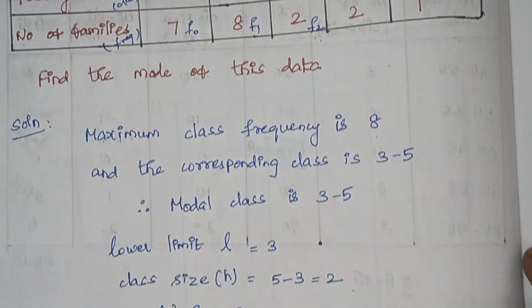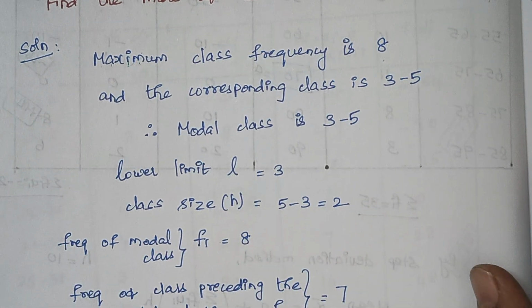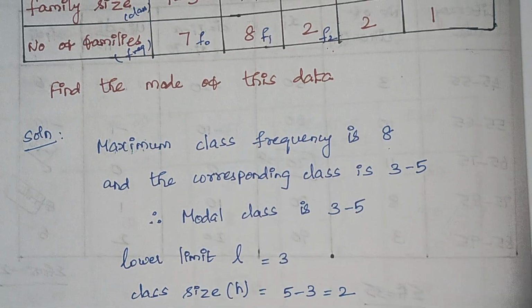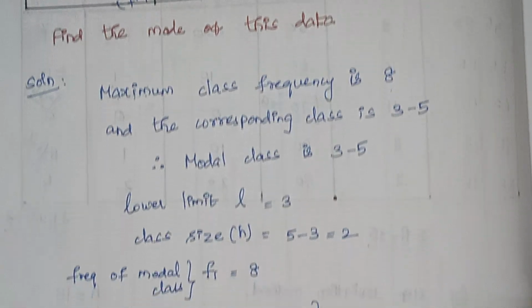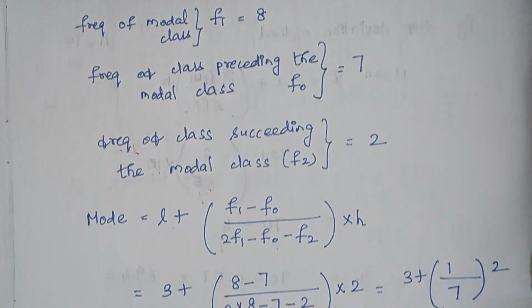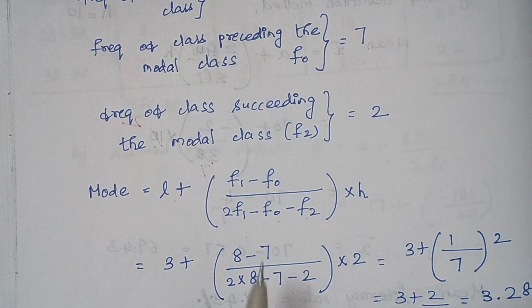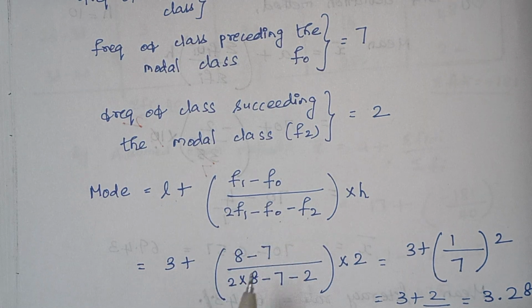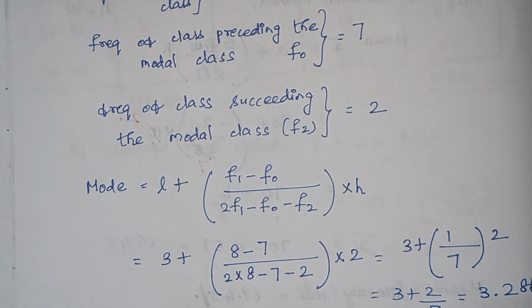What is the value of L here? The value of L is 3. And what is the value of H? It is 2. And we know the values of F1, F0 and F2. So you have to just substitute. Here it becomes 8 minus 7 divided by 2 into 8 minus 7 minus 2, into 2. So what is the answer?